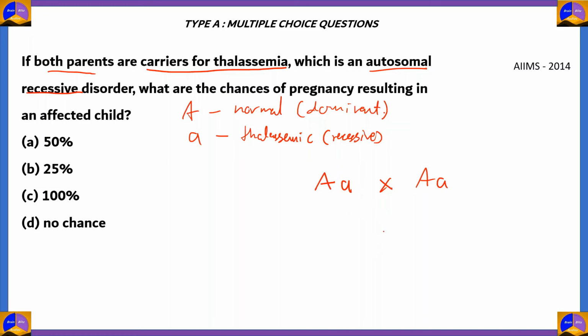On crossing these two, we could use a Punnett square and we can find out the genotype of the kids. So again, we have dominant, recessive, dominant, recessive. So these two come together to form this. These two come together to form capital A, small a. These two come together to form capital A, small a, and the two thalassemic autosomes come together to form small a, small a.